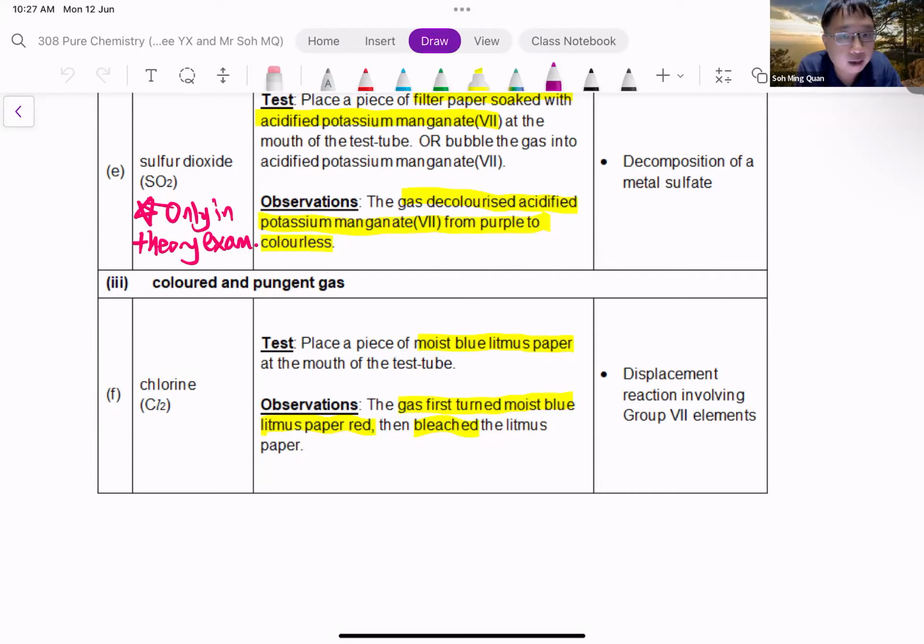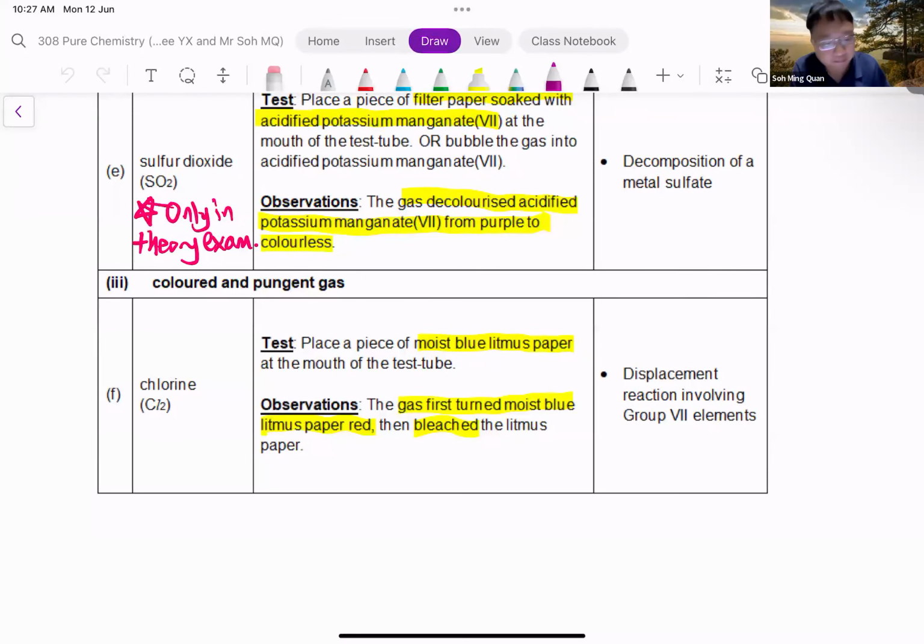Okay? Now, generally speaking, in the lab, you would expect the first four gases, hydrogen, oxygen, carbon dioxide, and ammonia, to be formed. These are the more common ones. And you need to know when to test for the gas. Okay?